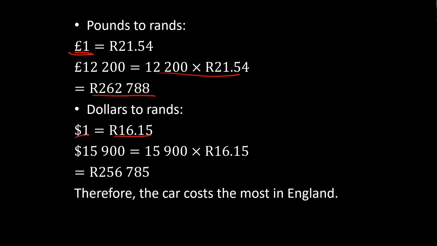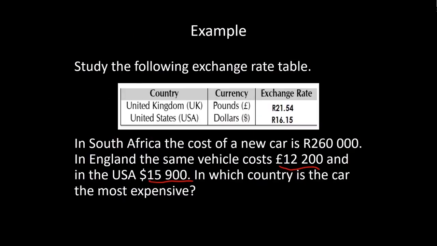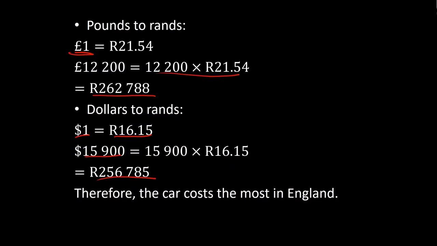Similarly, convert from dollars to rand. $1 costs 16 rand 15, times both sides by 15,900, which is the cost of this car. And we see that in the US, the car costs 256,785 rand. Okay, so therefore, if we now compare the cost, remember in South Africa it was 260,000, 262,000 just over in England, and then we see that in the US it was just over 256,000. So in fact, the car is cheapest in the US, and it costs the most in England using that very high exchange rate.